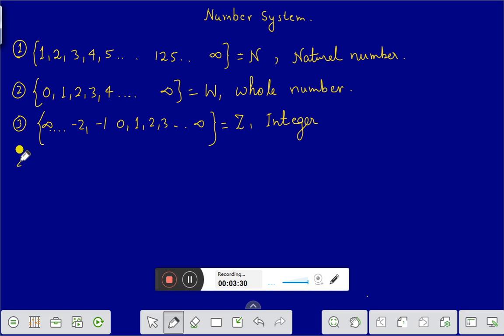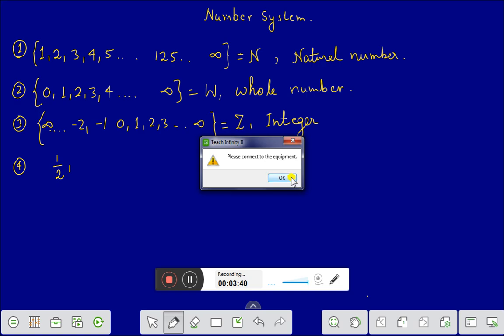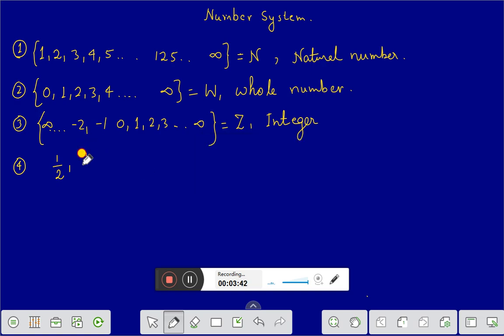The fourth one, we can define it as p by q form, like the number 1 by 2 or 3 by 4, minus 5 by 6. These are the numbers we say as rational numbers, and it can be represented by the letter R.